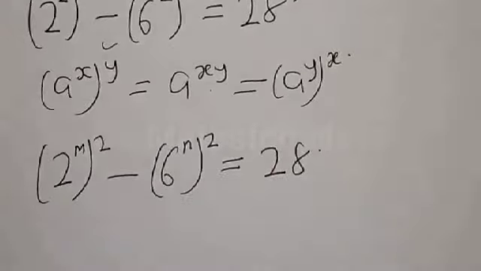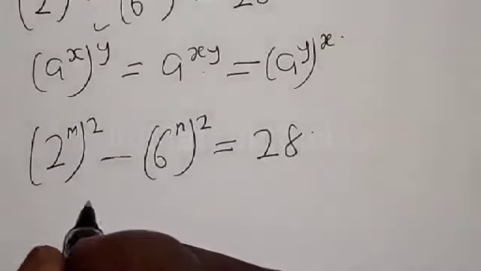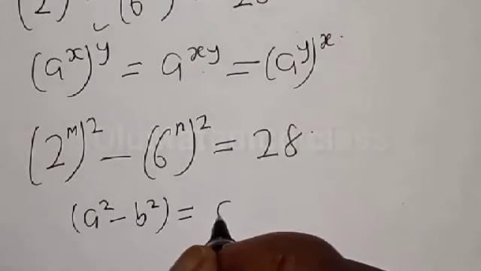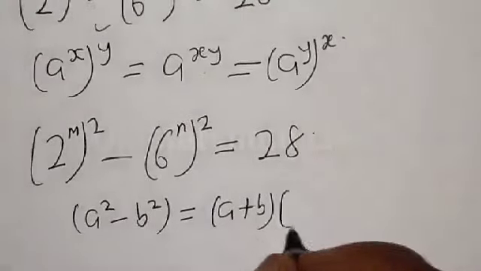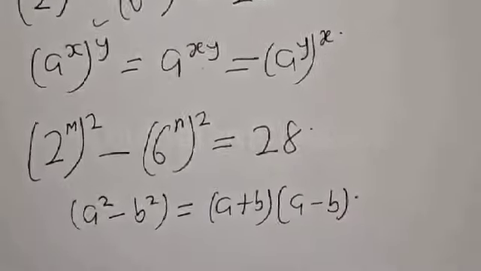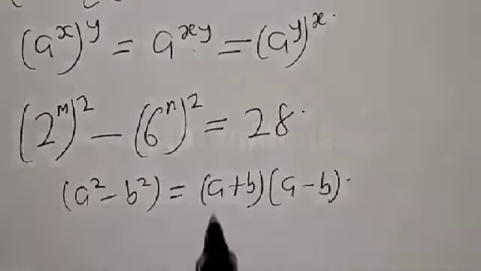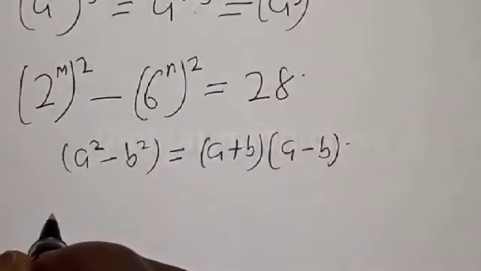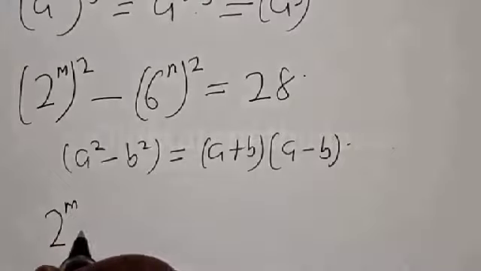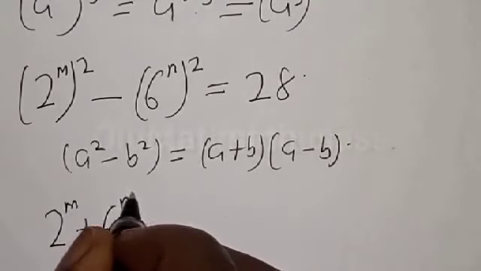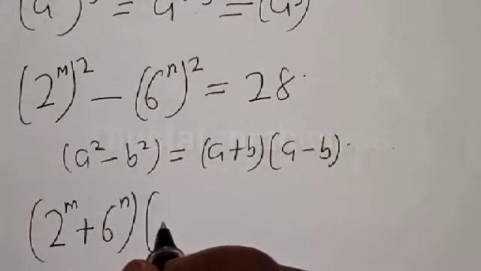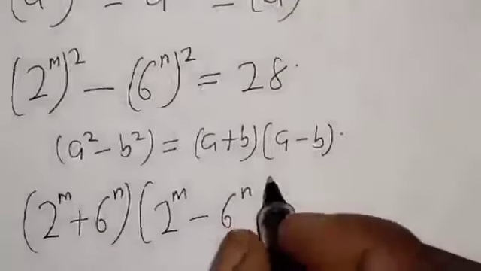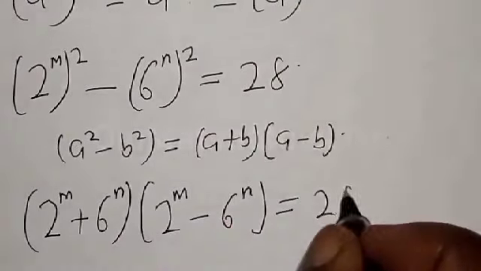28. Now, if you look at this, this is a difference of two squares. Remember, a square minus b square is the same thing as a plus b multiplied by a minus b, where a is 2 raised to power m and b is 6 raised to power n. Therefore, our equation becomes 2 raised to power m plus 6 raised to power n multiplied by 2 raised to power m minus 6 raised to power n is equal to 28.